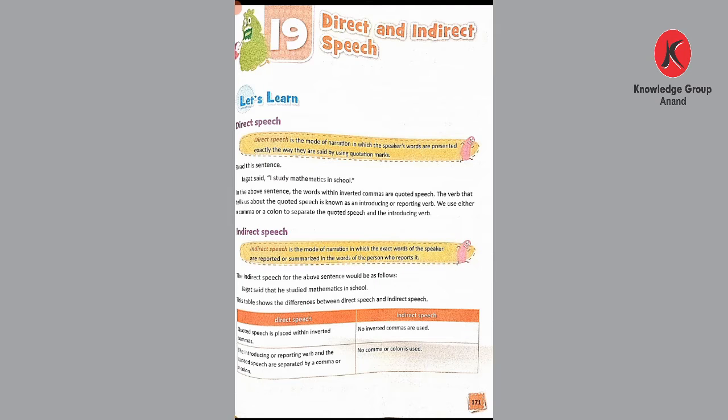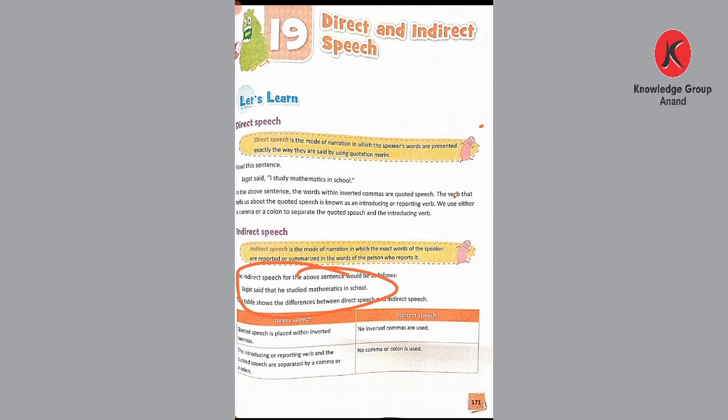Next, what is the definition of indirect speech? Indirect speech is the mode of narration in which the exact words of the speaker are repeated or summarized in the words of the person who reports it. Here you can see the narration from direct to indirect: Jagat said that he studied mathematics in school. So I became he, and the reported speech and main clause are joined with the conjunction that.